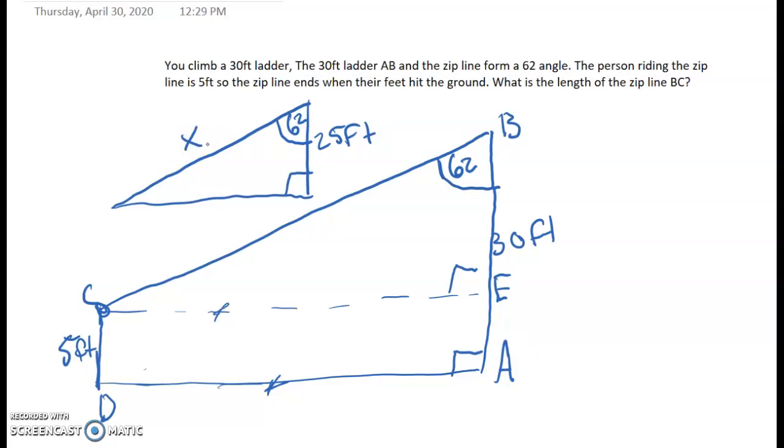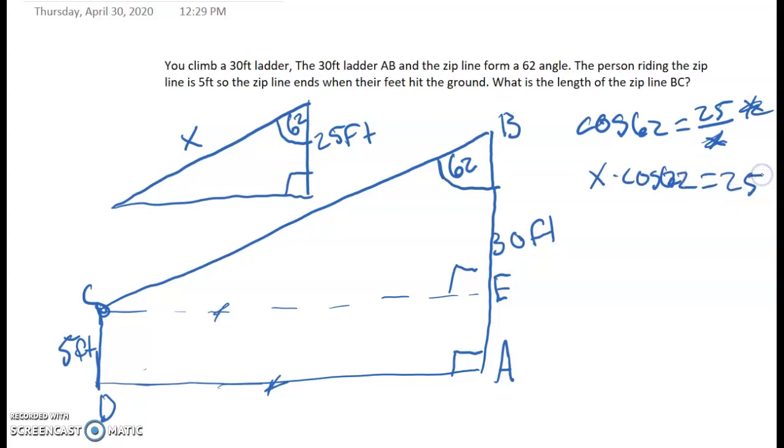So 62 from that point, it would be adjacent over hypotenuse, because 25 is adjacent and then the X is hypotenuse. So it would be cos 62 equals 25 over X. Then you multiply X on both sides, cross that out, and then X times cosine 62 equals 25. Then you divide both sides.